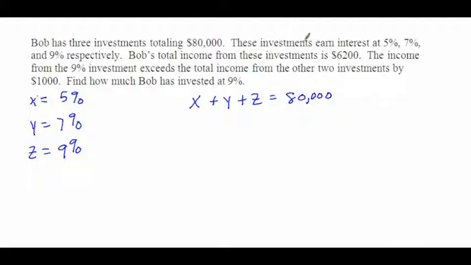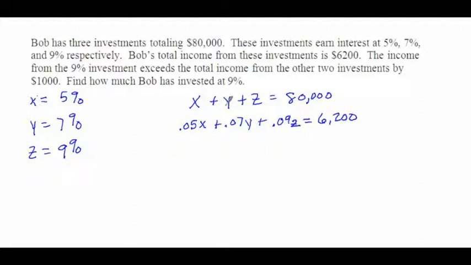Now it says these investments earn 5, 7, and 9. Bob's total income from these investments is $6,200. So if I attach the interest rate, so 5% and 7% and 9%, to X, Y, and Z, that's going to equal how much he made off that investment, which is $6,200.